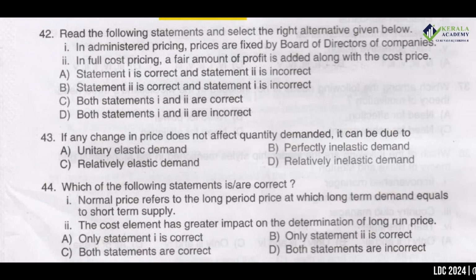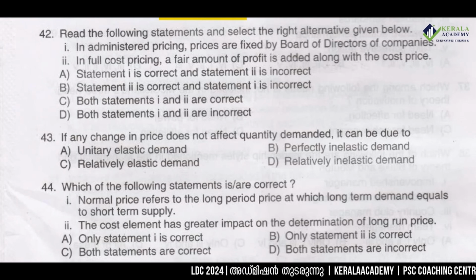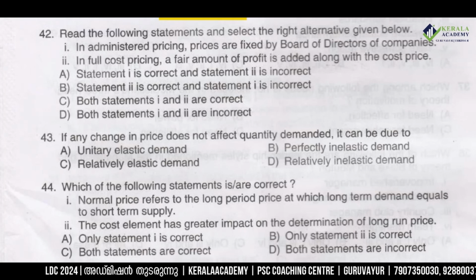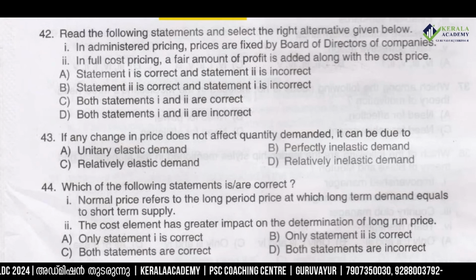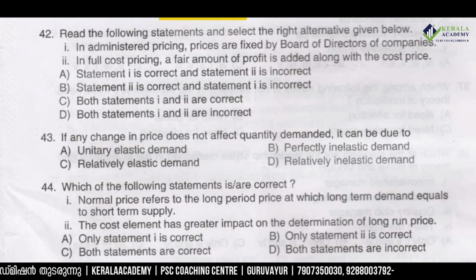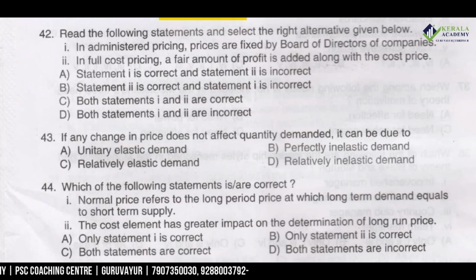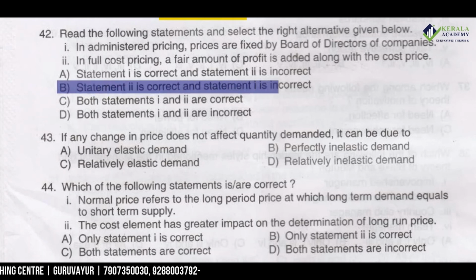Read the following statements and select the right alternative given below. In administered pricing, price is fixed by the board of directors of companies. In full cost pricing, a fair amount of profit is added along with the cost price. Statement 1 is correct and statement 2 is incorrect. Statement 2 is correct and statement 1 is incorrect. Both statements 1 and 2 are correct. Both statements 1 and 2 are incorrect. Correct answer option B, statement 2 is correct and statement 1 is incorrect.